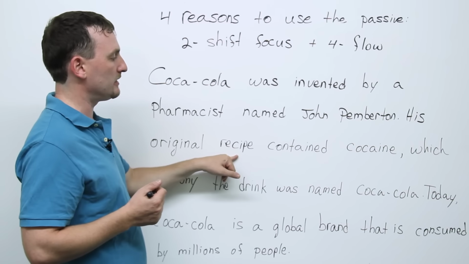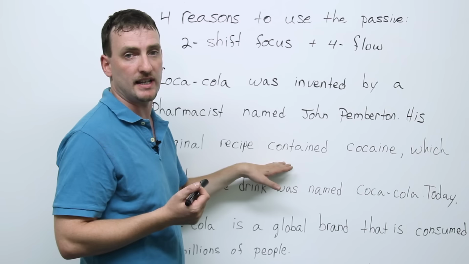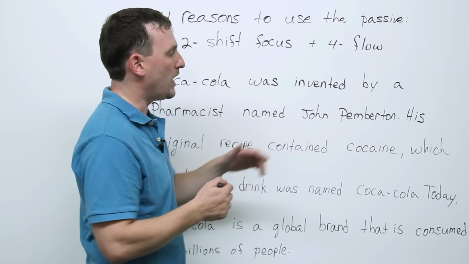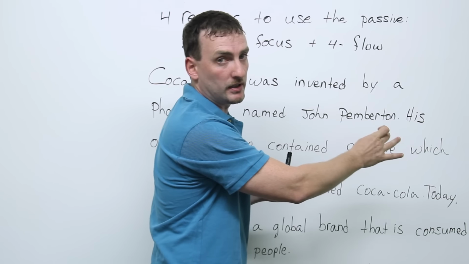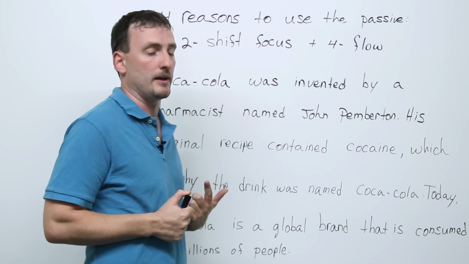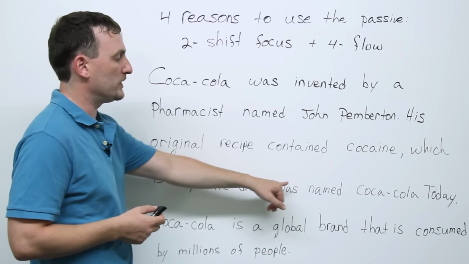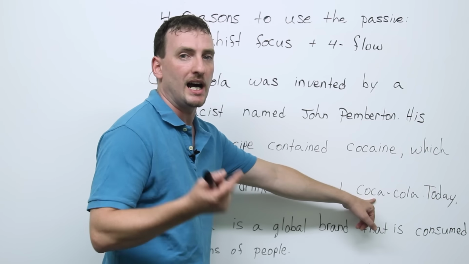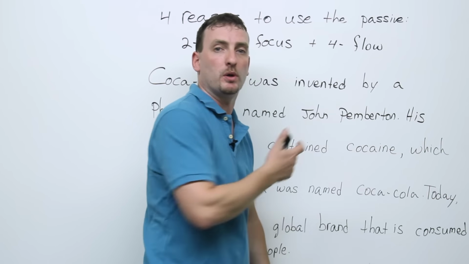His original recipe contained cocaine. Okay. Regular sentence, active voice. Why? Because we have John Pemberton. We want to continue with John Pemberton. But now we want to introduce another new idea. Okay. Which is why the drink was named Coca-Cola. I want to bring the reader back to my original subject, Coca-Cola.